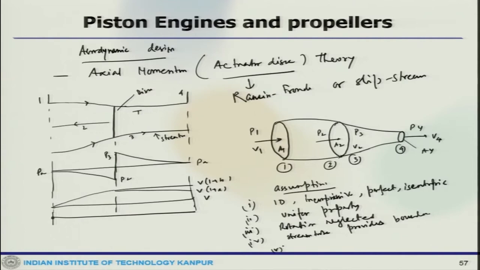And then fifth is that the flow outside the propeller stream tube has constant stagnation pressure, no work is done. So, outside the propeller stream tube has constant stagnation pressure.